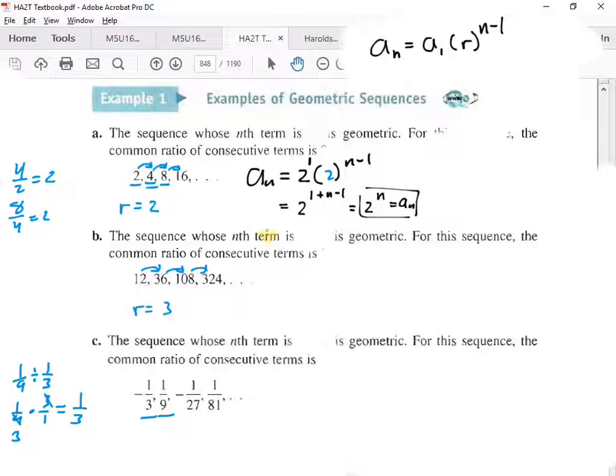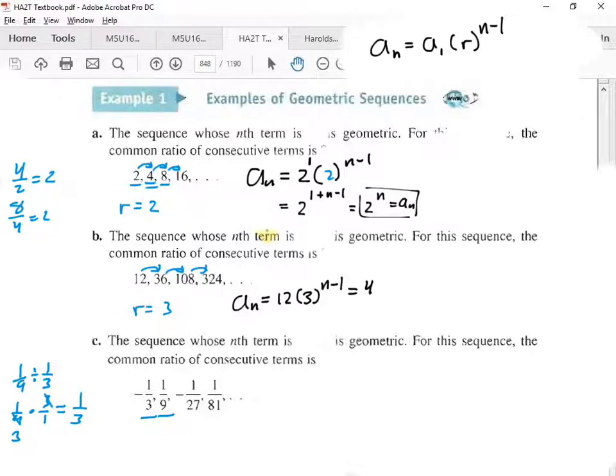This geometric sequence. Let's try it again. The next one. Actually, you guys try it first, and then I'll do it. So I just give you guys time. Let's do it out now. We have a sub n equals the first term, which is 12, times the common ratio raised to the n minus 1. But we do have some simplifying that we can do.